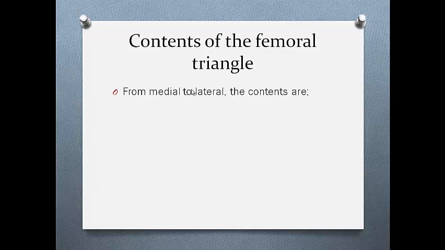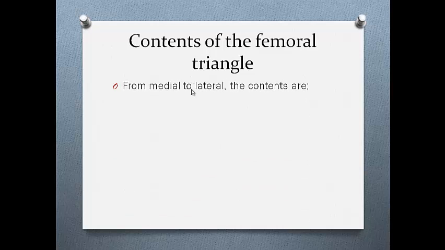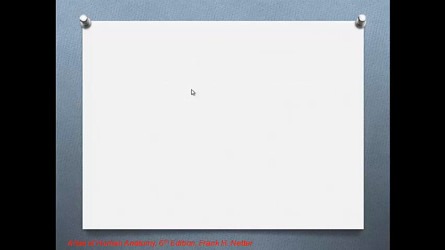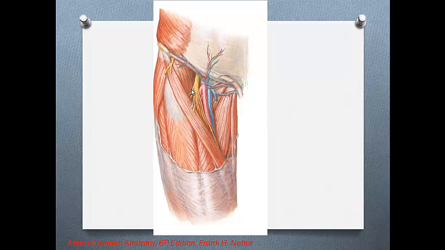So the contents of the femoral triangle are three, and just to make them easy for you to remember, we list them out from the medial side to the lateral side of the thigh. These are the femoral vein, the femoral artery, and the femoral nerve. These are the main structures that you find in the femoral triangle. Remember, take them from medial to lateral so that you can remember them easily.